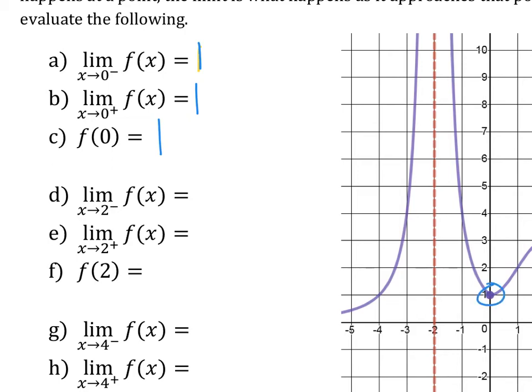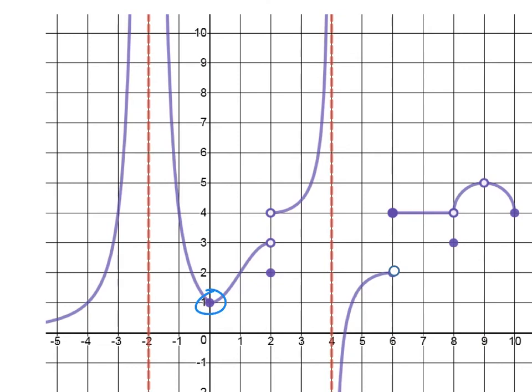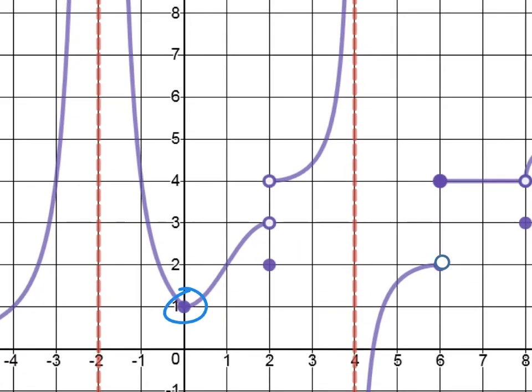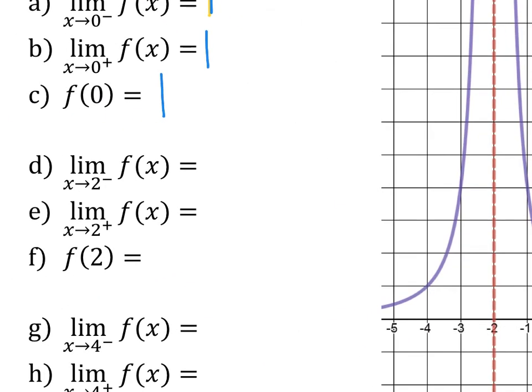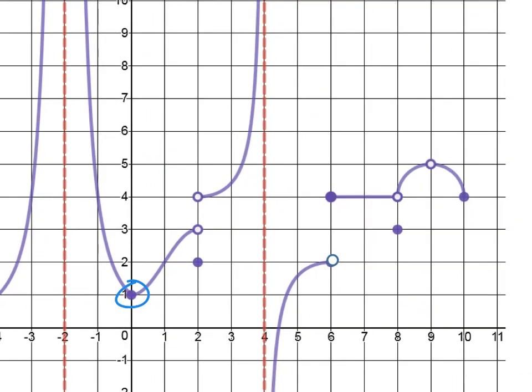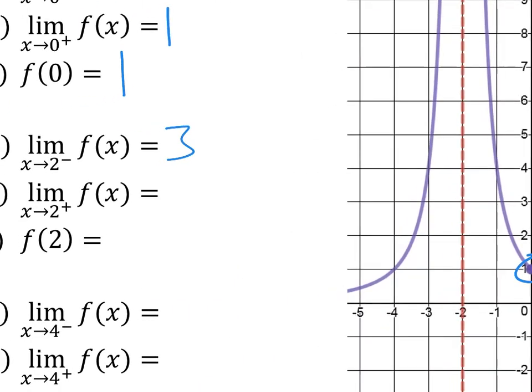How about at 2? What's happening at 2? Well, let's go look at 2. As we approach from the left, as x is getting close to 2, we're going on this roller coaster towards an x value of 2. The height is going to 3. Okay, so the limit from the left side is 3. Well, what's happening from the right side? The limit from the right side, coming down the roller coaster, the height is 4.